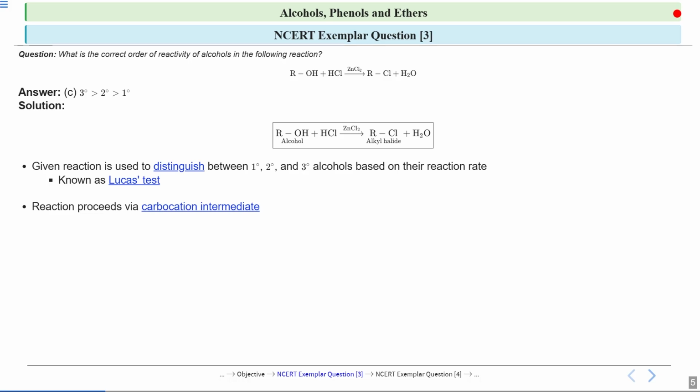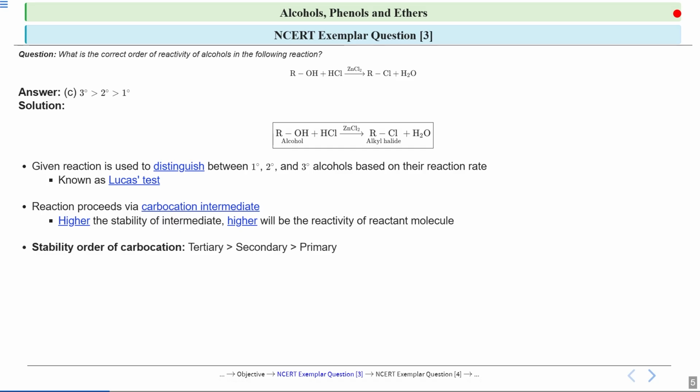So what happens in this reaction is that when you react your alcohol with hydrochloric acid in presence of ZnCl2, the reaction proceeds by an intermediate, and that intermediate is a carbocation. So the key concept over here is the stability of the intermediate. The stability of the intermediate determines the rate of reaction. The higher the stability of the intermediate, the higher the reactivity of the reactant molecule. The more stable the intermediate, the faster the reaction will proceed.